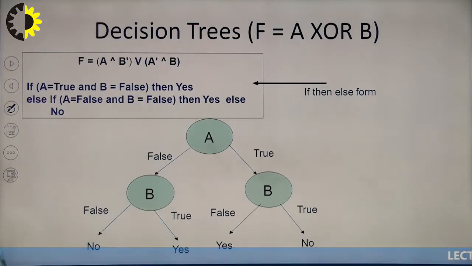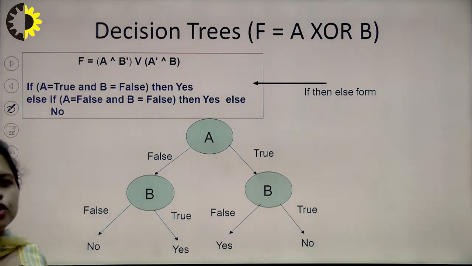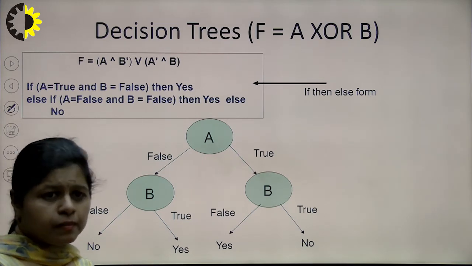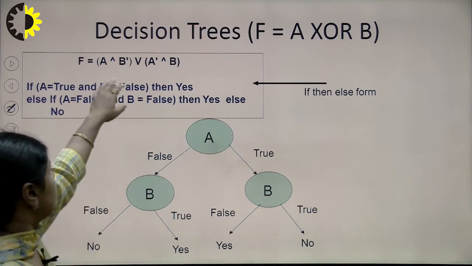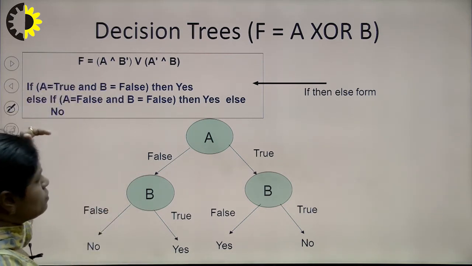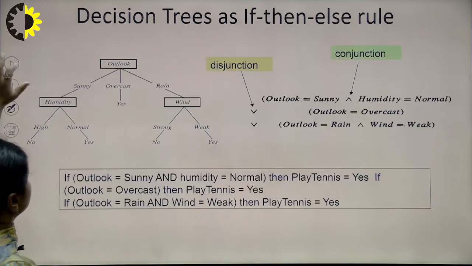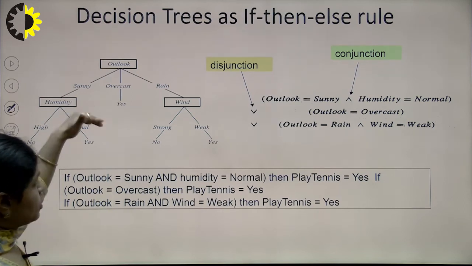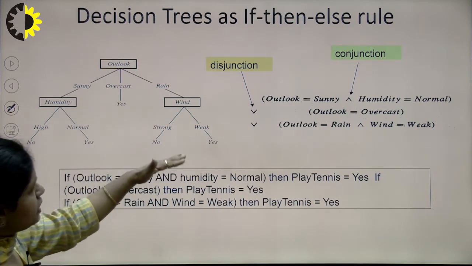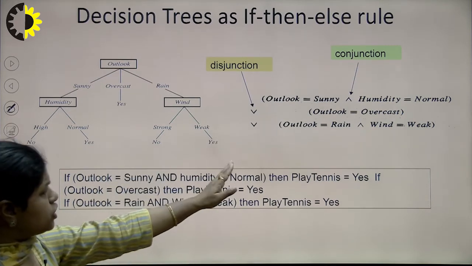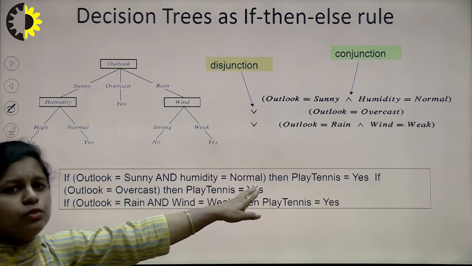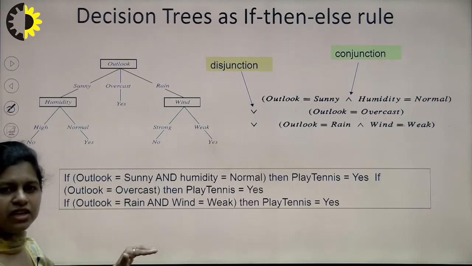And we can also draw the decision tree for the next function, F is equal to A XOR B. We know that A XOR B can be written as A B complement plus A complement B. So this can be written in this form, and in this if-else form we can write this particular expression and draw the decision tree here. The decision tree can be represented like this. We can write the disjunction of conjunction form of the decision tree in the if-then-else rule form like this.